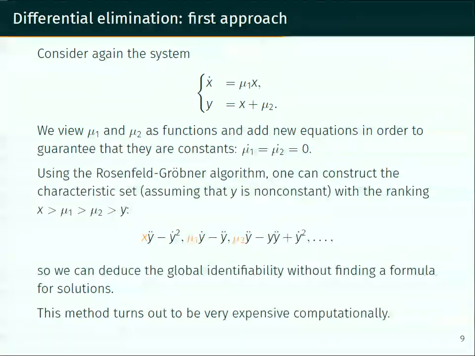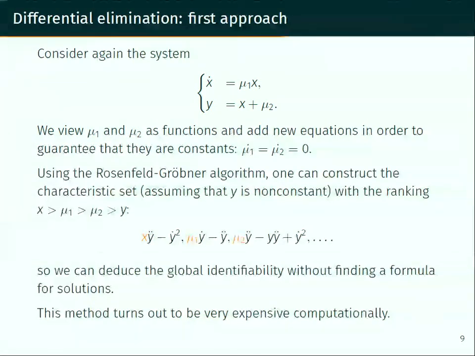Let me point out, just to explain why it could be slow. Yes, I will give some reasons right now. One reason why it's slow is that you enlarge the number of variables. All your parameters are now variables. That is not very convenient for the Rosenfeld-Groebner algorithm at all.